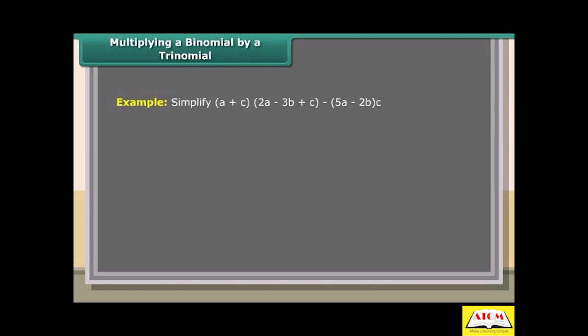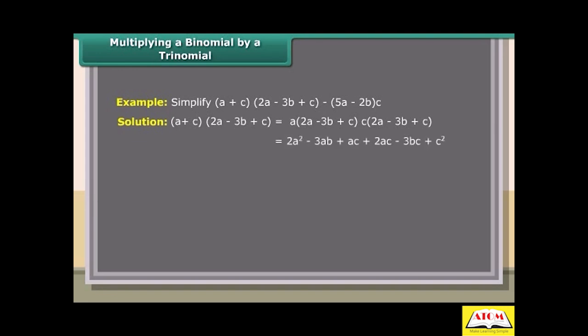Example: simplify (a plus c) into (2a minus 3b plus c) plus (5a minus 2b) into c. Solution: (a plus c) into (2a minus 3b plus c) is equal to a into (2a minus 3b plus c) plus c into (2a minus 3b plus c), which is equal to 2a squared minus 3ab plus ac plus 2ac minus 3bc plus c squared, which equals 2a squared minus 3ab plus 3ac minus 3bc plus c squared.